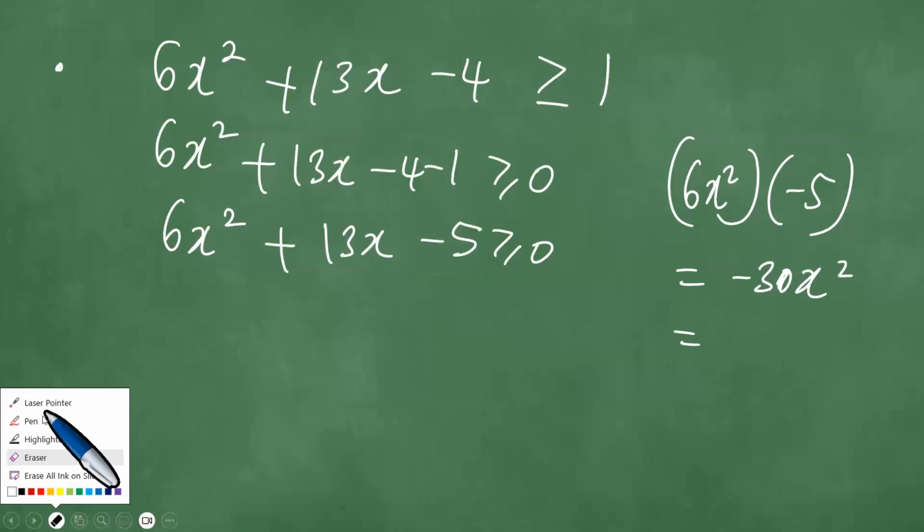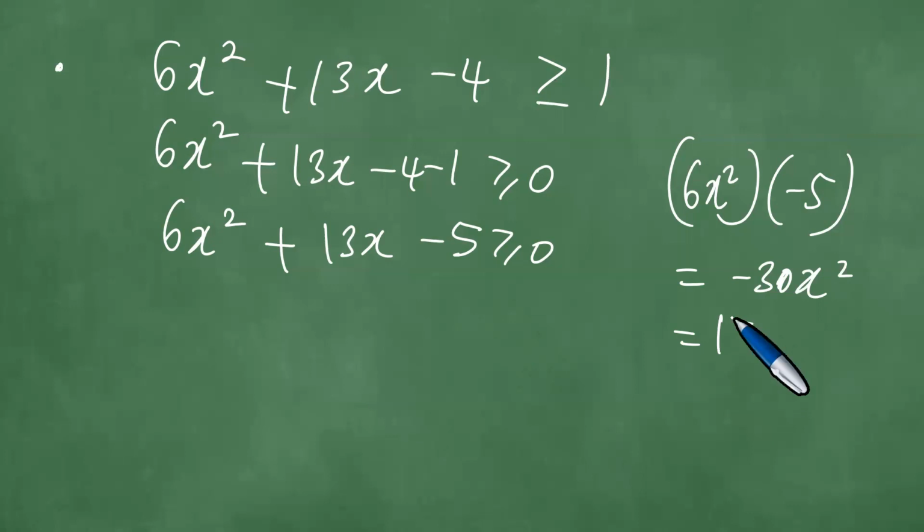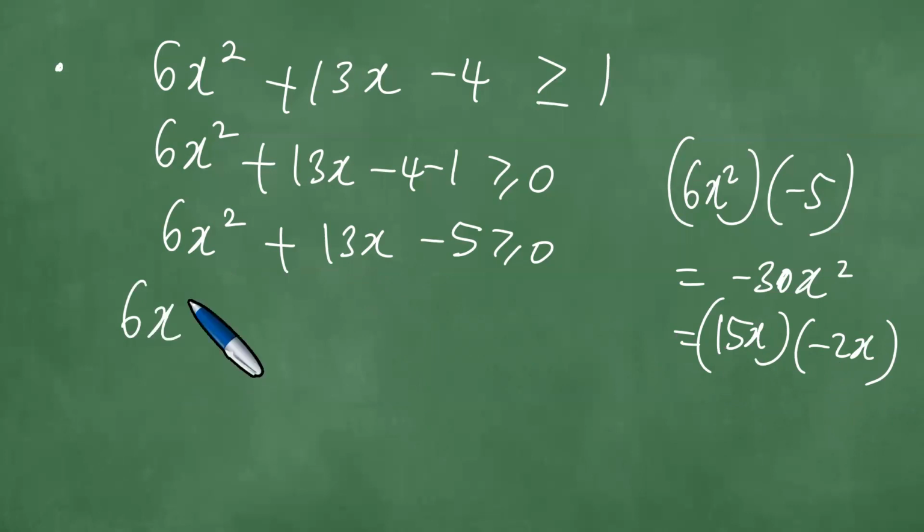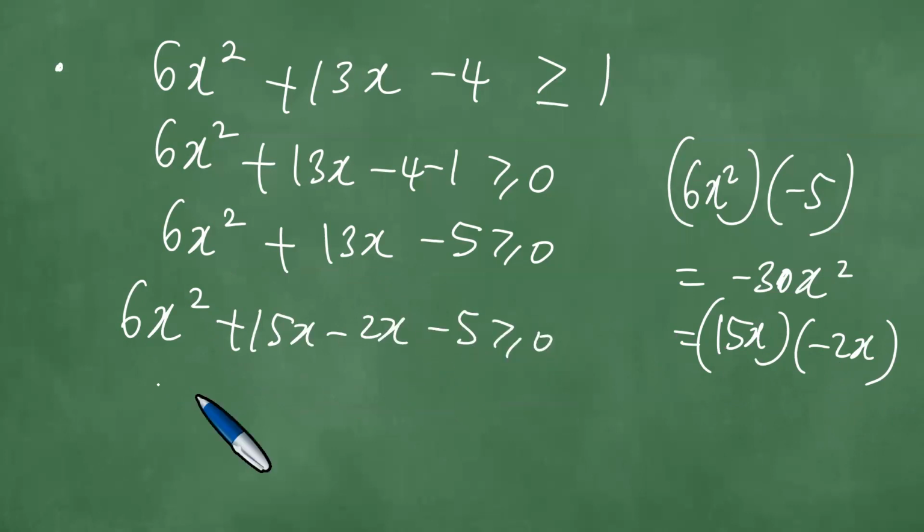All right, I know. Okay, I'm happy that you're excited. Right, so you have a 15x and minus 2x because 15 times minus 2 is minus 30, but 15x minus 2x is 13x. So this gives us 6x squared plus 15x minus 2x minus 5 is greater or equal to 0. Okay, you factor out here 3x, which is 2x and 5.